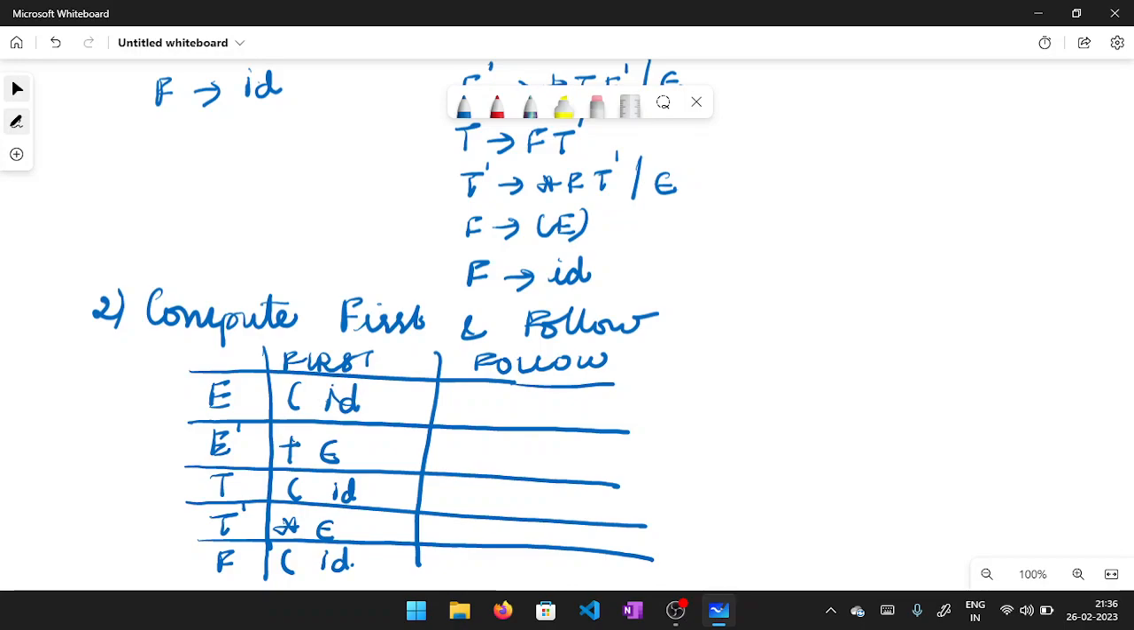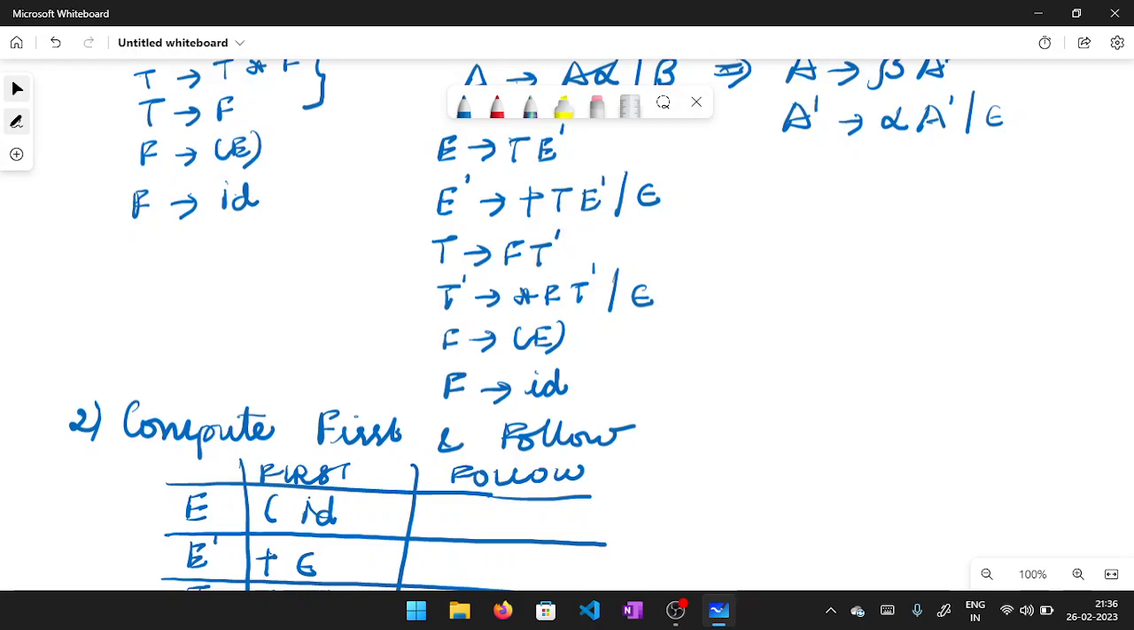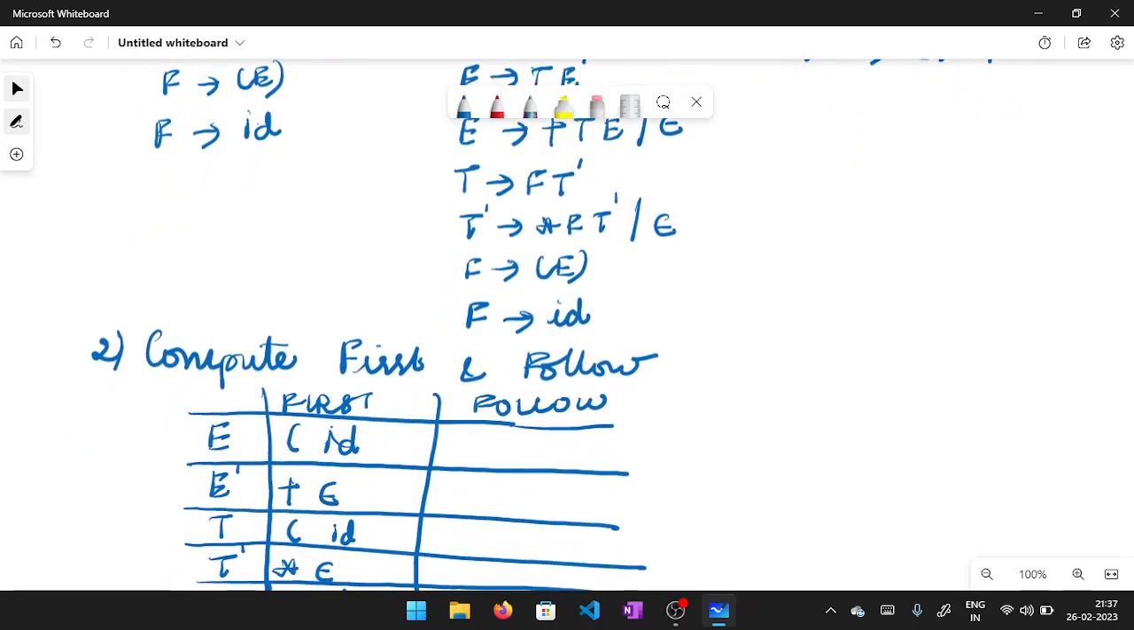That's all. So it's very simple. We have completed first. So as per the algorithm, the first symbol will be put in the respective non-terminal. So E tends to T E dash. Whatever is there in first of T will come to E. E dash tends to plus T E dash. Plus will come in E dash. E dash tends to epsilon. Epsilon will come in E dash.